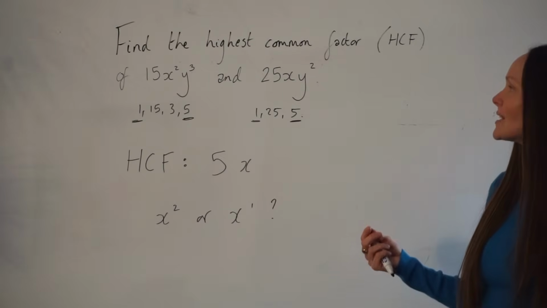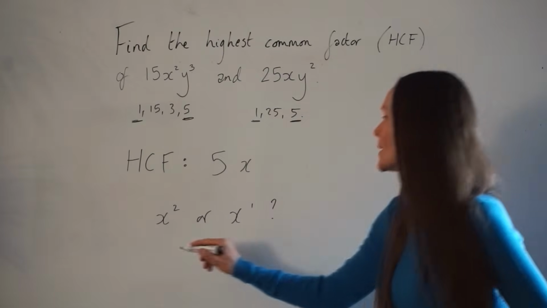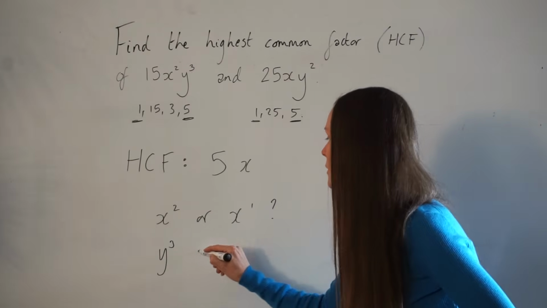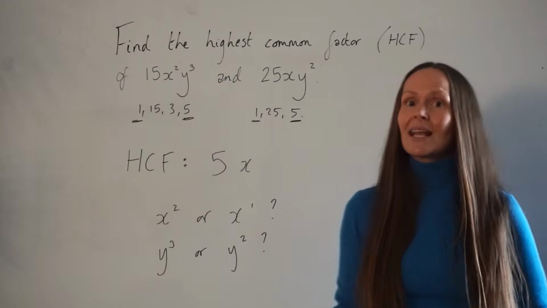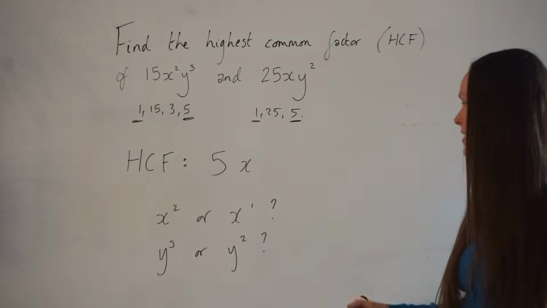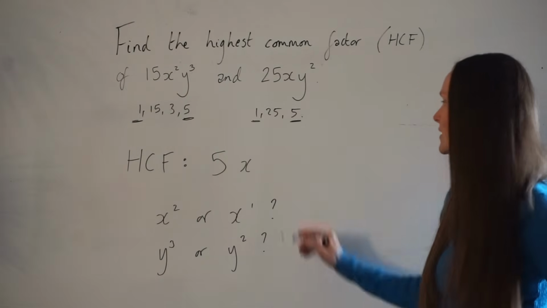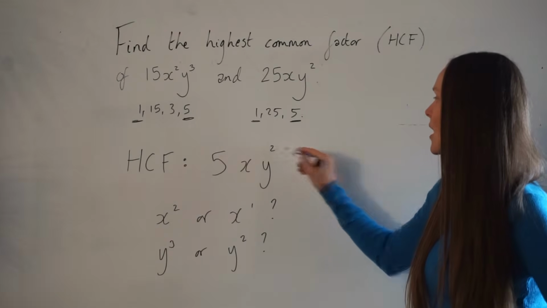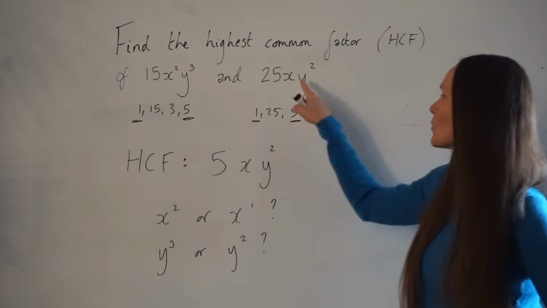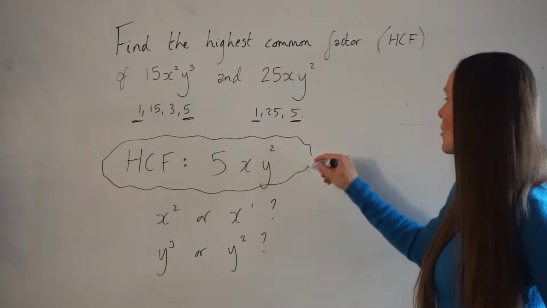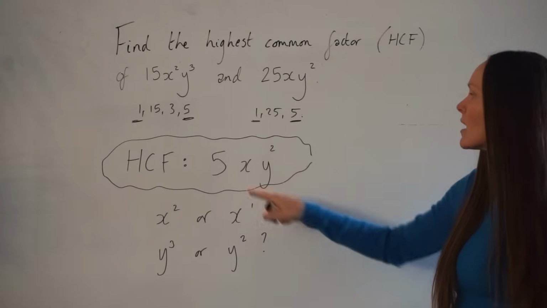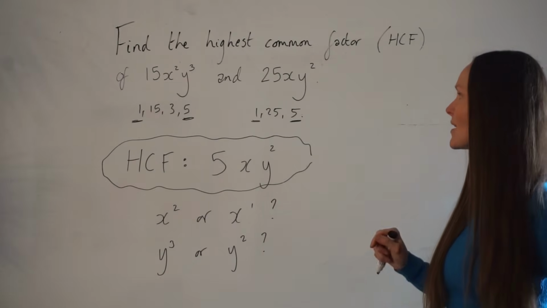So now let's consider the y variable. We have y cubed versus y squared. Remember, you're taking the one with the smaller power, so in that case, it would be y squared. That's the highest common power for the letter y. So that's actually the final answer: the highest common factor of our two expressions is 5xy squared.